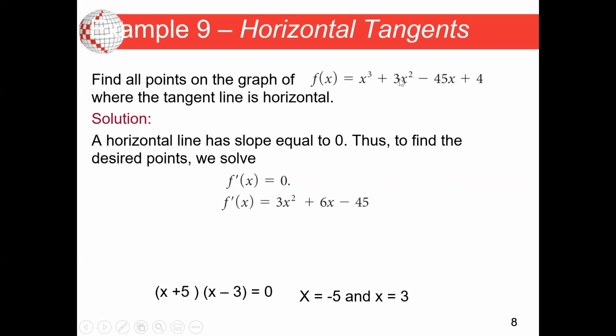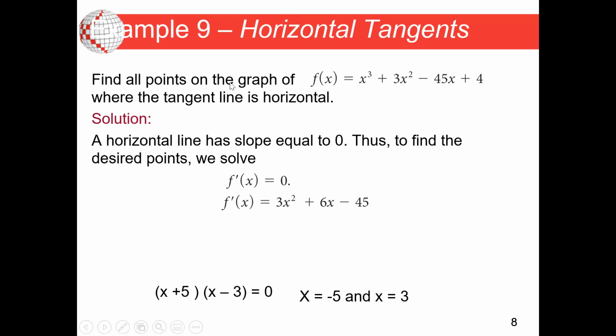Then 2 times 3 will give me 6x because 2 minus 1 is 1. Here we say 3x squared because 3 minus 1 is 2. So the exponent will be 2. Now we have 45x. x is raised to the power 1. So 1 minus 1 is 0. 1 times 45 is 45. x to the power 0 is 1. So we get 45. Then as we said, the derivative of a constant value is always 0. So our answer will be 3x squared plus 6x minus 45.